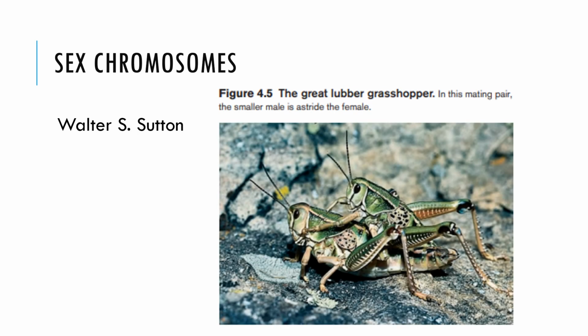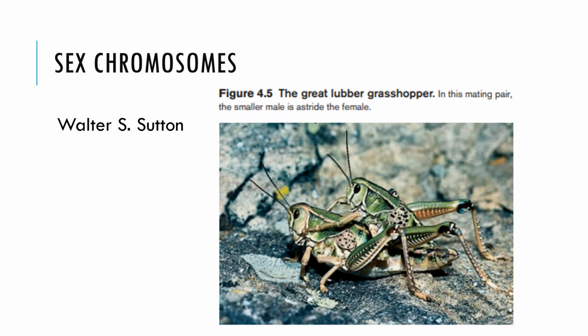Walter Sutton, a young American graduate student at Columbia University in the first decade of the 20th century, was one of the earliest cytologists to realize that particular chromosomes carry the information for determining sex. In one study, he obtained cells from the testes of the great lubber grasshopper, Brachystola magna, and followed them through the meiotic divisions that produce sperm.